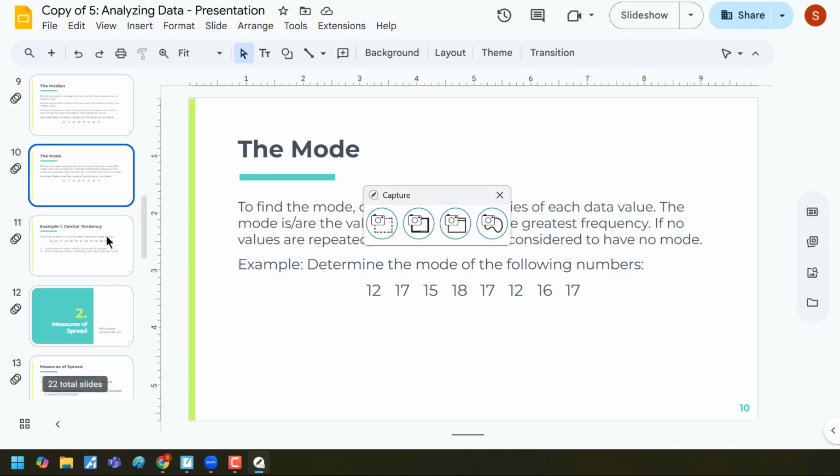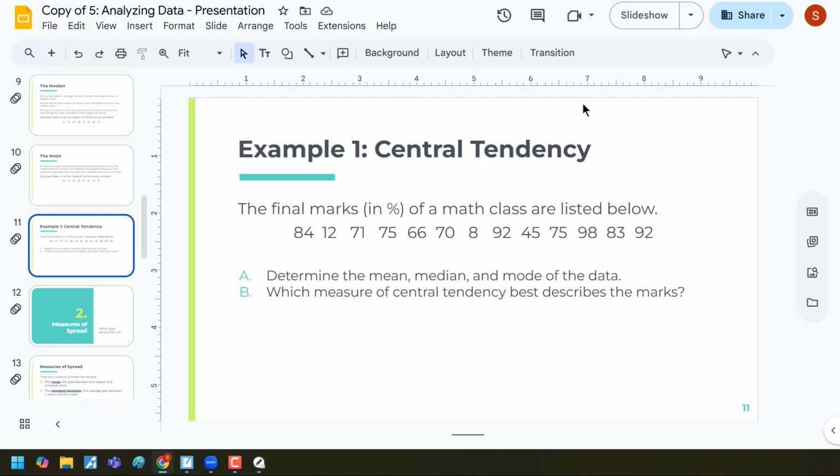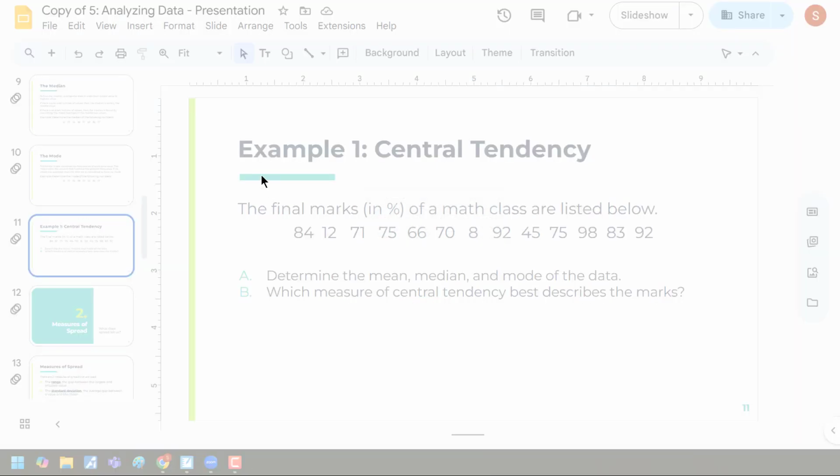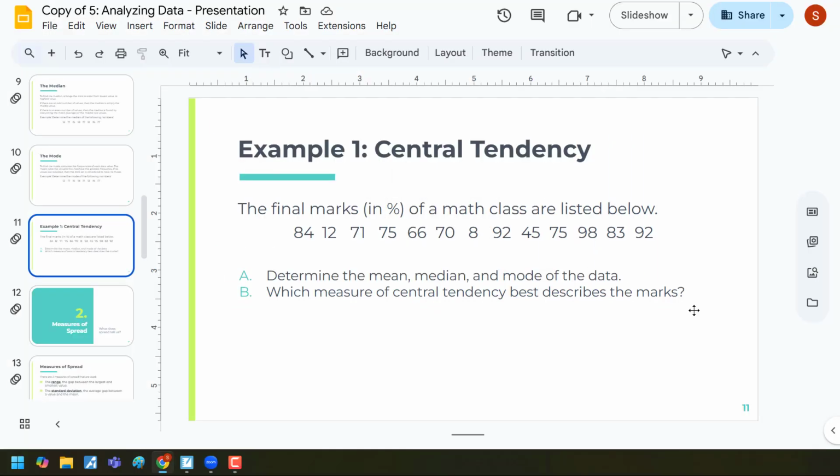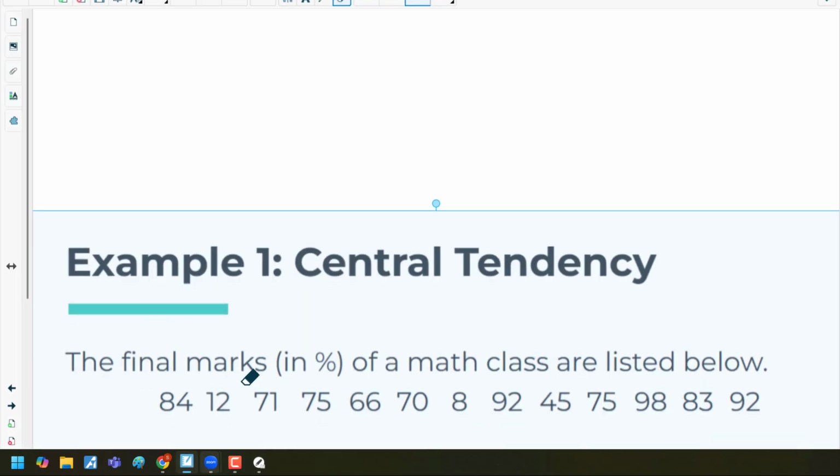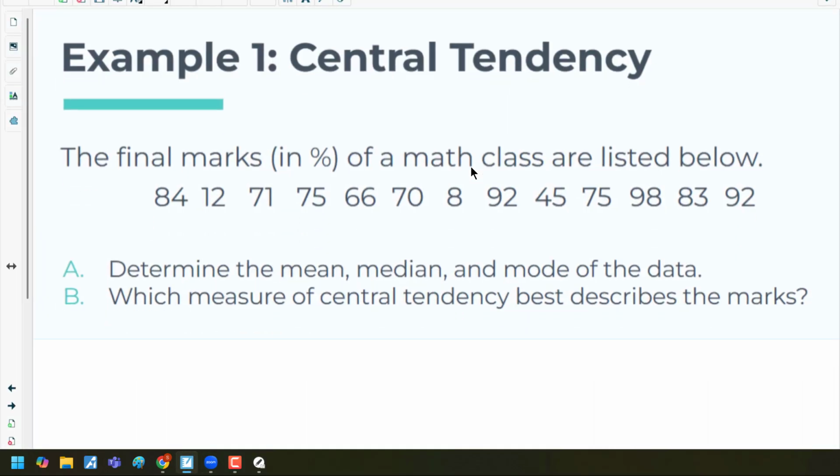All right, so example 1, central tendency. What are we doing here? Okay, we got final marks in the math class. Hey, this could be our math class. Some of you will be getting 8%, and some of you will be getting 98%, and obviously a bunch in the middle.